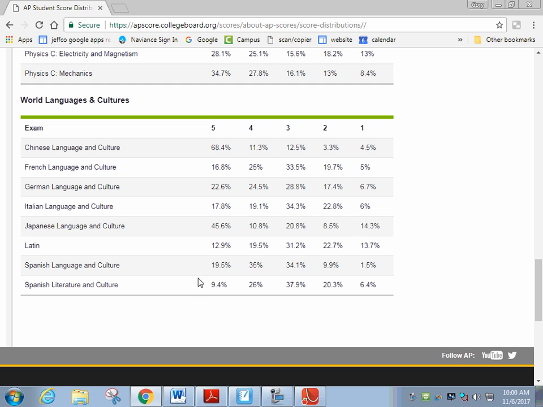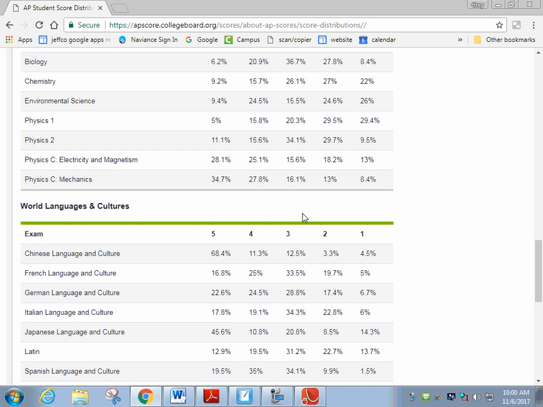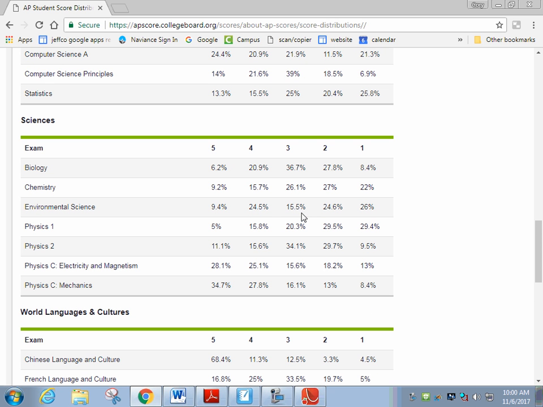Which one did you want to see? Spanish language and culture. Okay, I'll take a 4. You could get a 5. Come on. Wow, that's hard. What has the greatest 1 rate? The greatest 1 rate might be calculus. Nope. Ooh, environmental science. Oh, physics has a high 1 rate. Stats, that's crazy. I could get a monkey to get a 1 on a stat test. That's ridiculous.